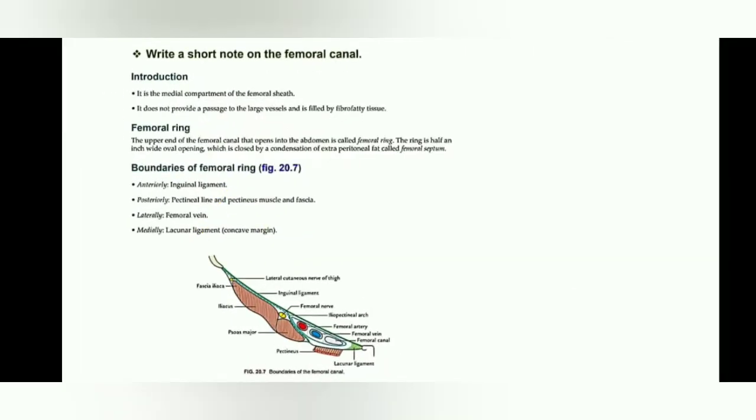Next question, write a short note on the femoral canal. So what is the femoral canal? It is the medial compartment of the femoral sheath. It does not provide a passage to the large vessels, and it is filled by fibrofatty tissue. We said it is an empty space and it only has some lymph nodes.